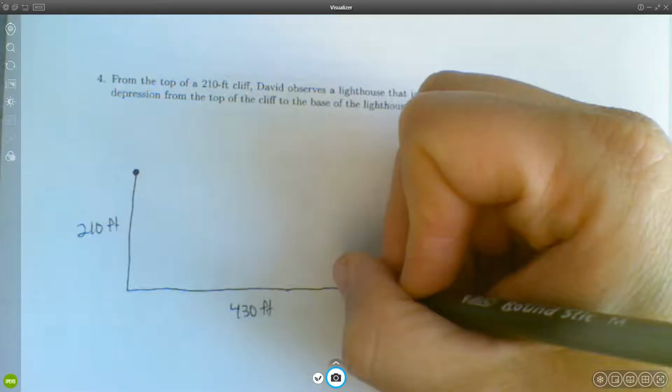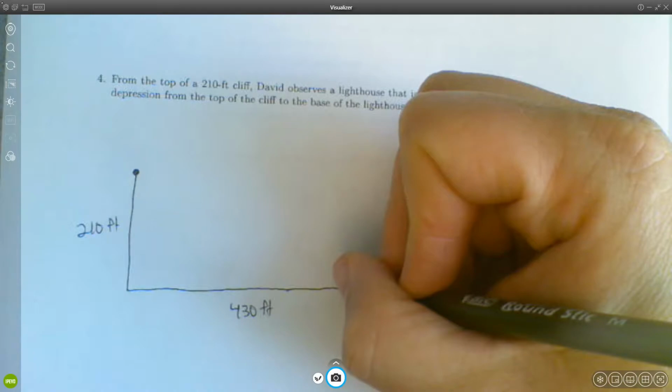So here's the lighthouse down here. And it asks us to find the angle of depression, theta, from the top of the cliff to the base of the lighthouse. The lighthouse is standing, but they're asking for the angle of depression to the base of the lighthouse, so to the bottom of it. So it doesn't matter how tall the lighthouse is, in other words. Well, okay. Let's see if we can do that.